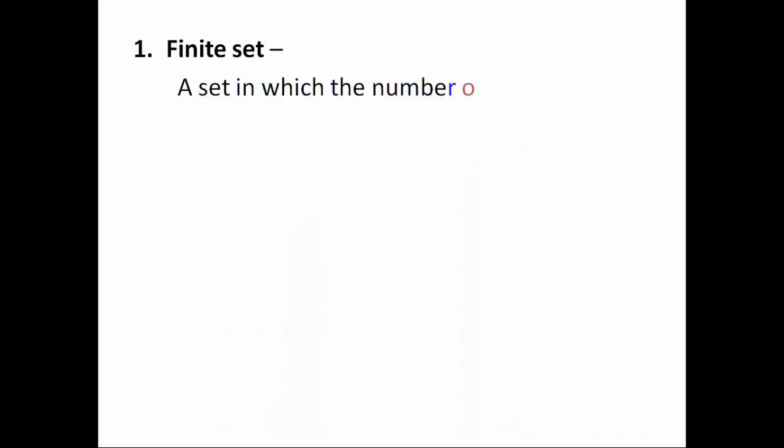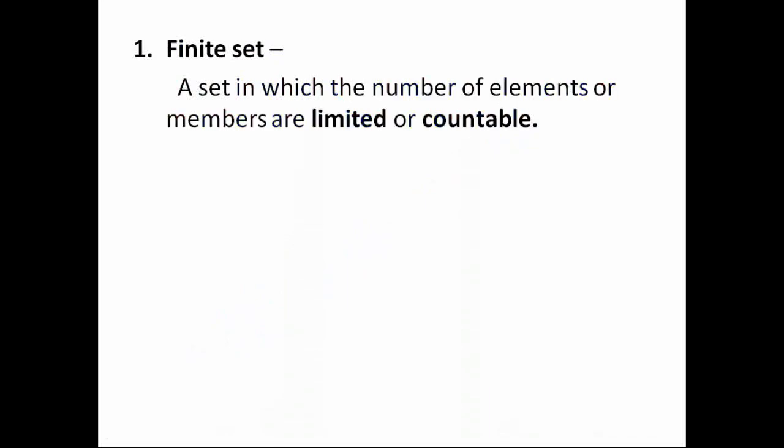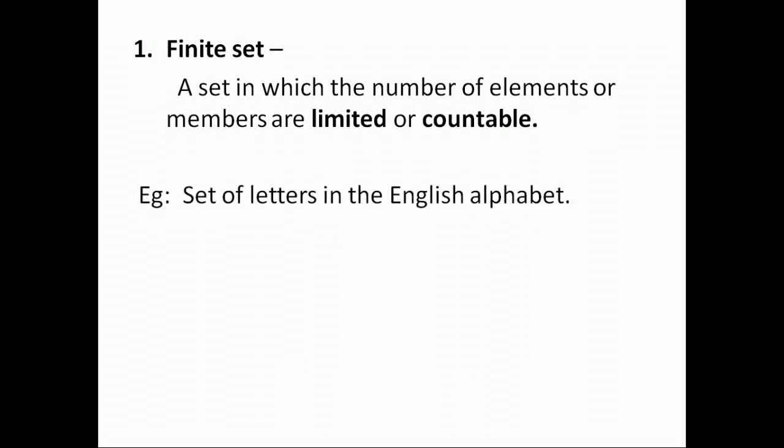The first type of set is the finite set. What is a finite set? A set in which the number of elements or members are limited or countable. Let's take an example. Let set A be the letters in the English alphabet. So, how many letters are there in the English alphabet? 26. Are there any more letters? No. So, it means it is limited and countable.